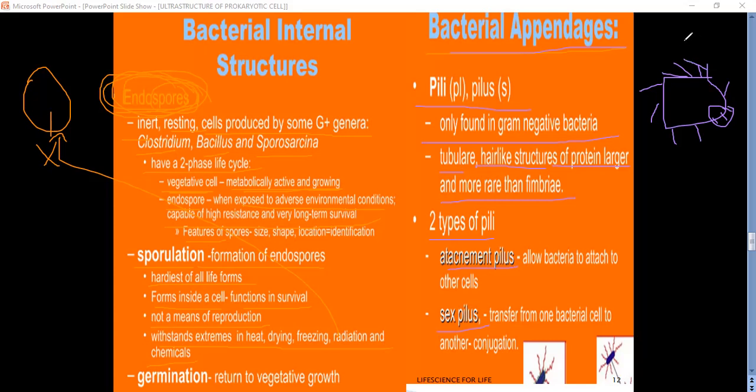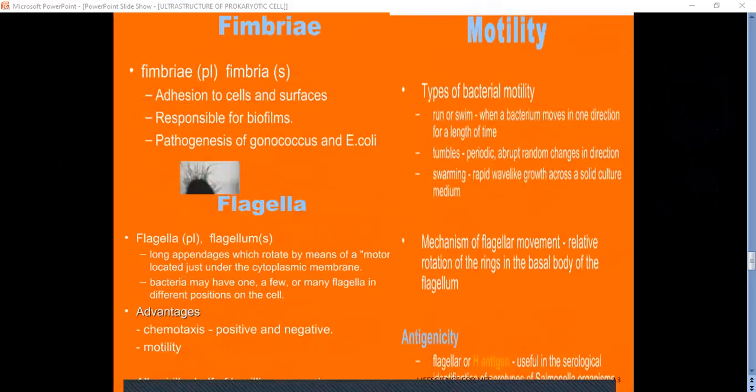Attachment pili are meant for attachment to where they are growing in the medium. For example, we have legs to touch the ground. In the same way, pili are useful for the attachment of the organism. Sex pili are meant for the transfer of DNA from one bacterium to another bacterium by the process of conjugation. So these are the other types of appendages, and we will learn them individually.